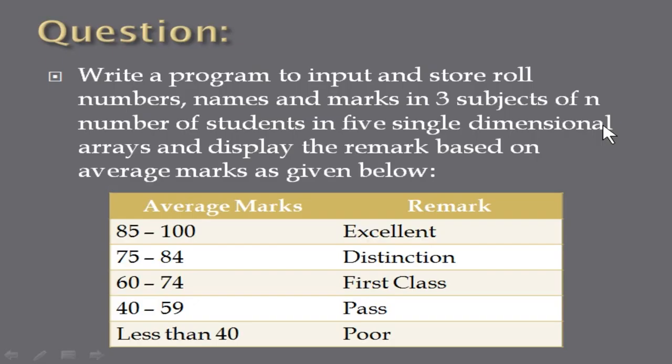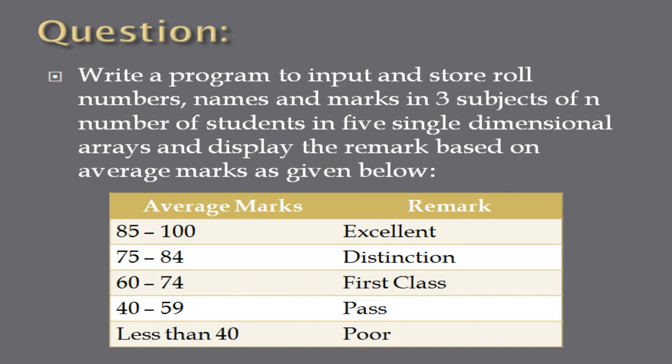So we'll take the question: write a program to input and store roll numbers, names and marks in 3 subjects of n number of students. So here they didn't specify how many. In some programs they will specify 40 students or 50 students. Here it is given as n. That means it can be any number, in 5 single dimensional arrays.